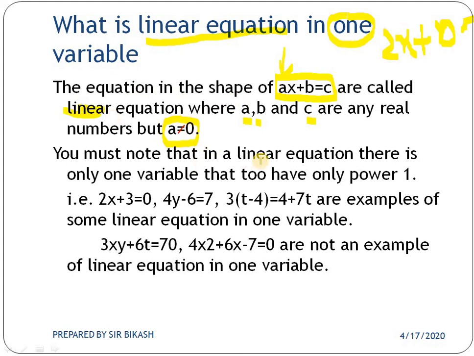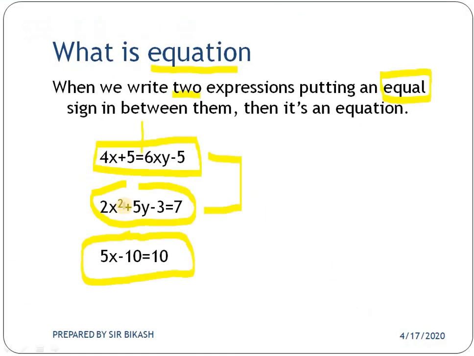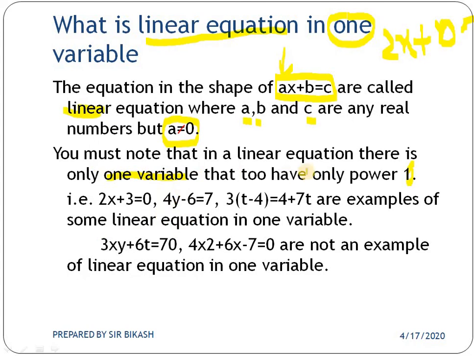You must note that in a linear equation there is only one variable, and that too has only power 1. That means we cannot use power 2 in this equation. You see this 2 here, this is power 2, but we will not study that. We will discuss only power 1. So 2x plus 3 equals 0 is a type of linear equation in one variable.